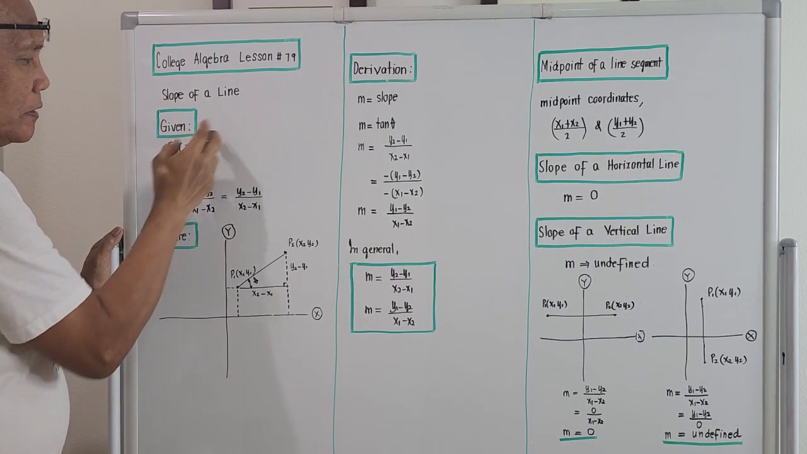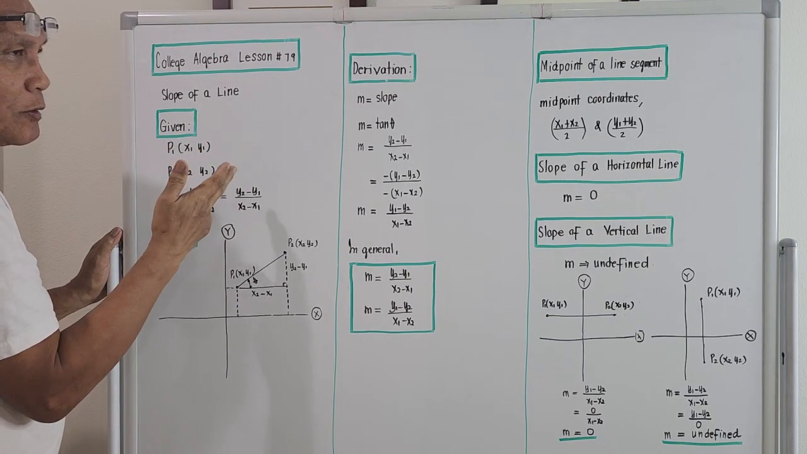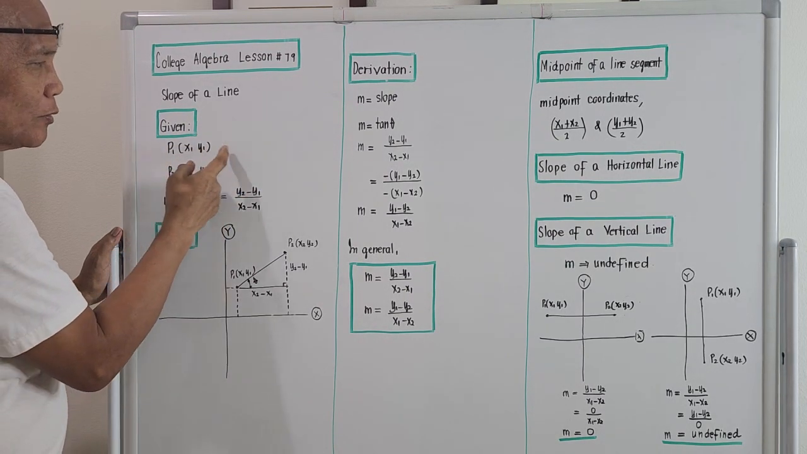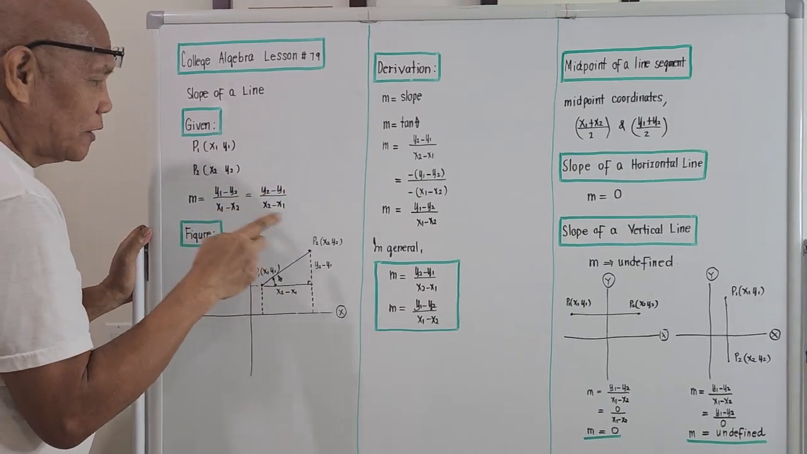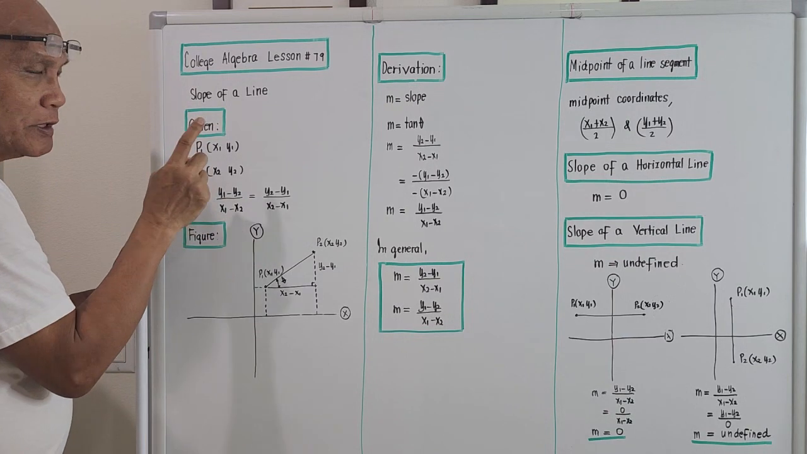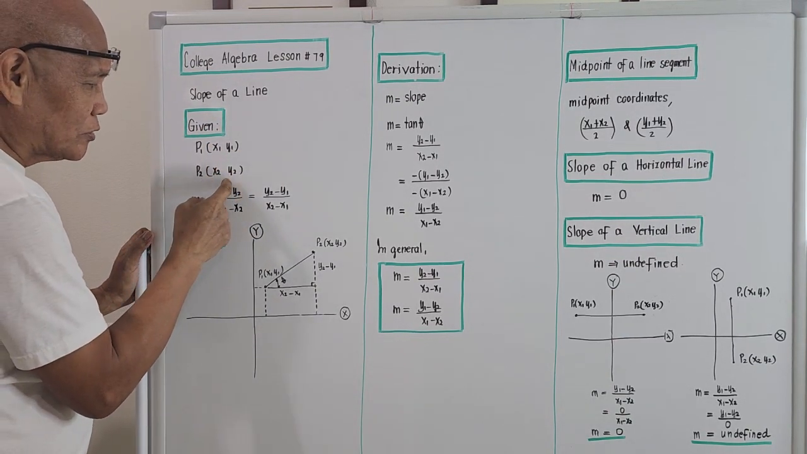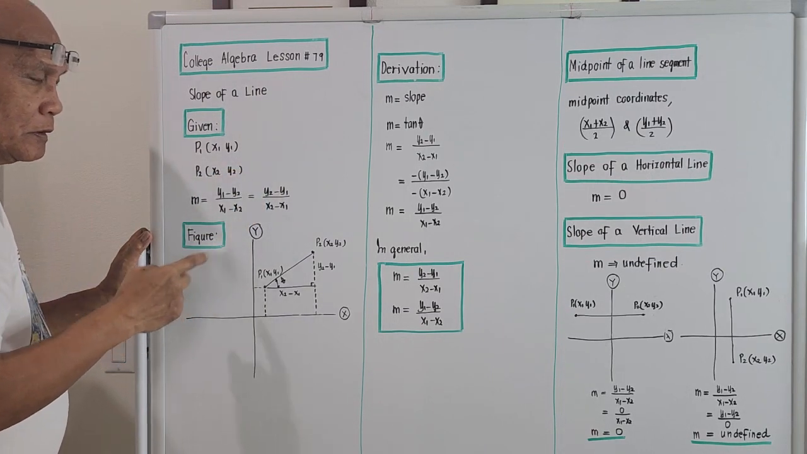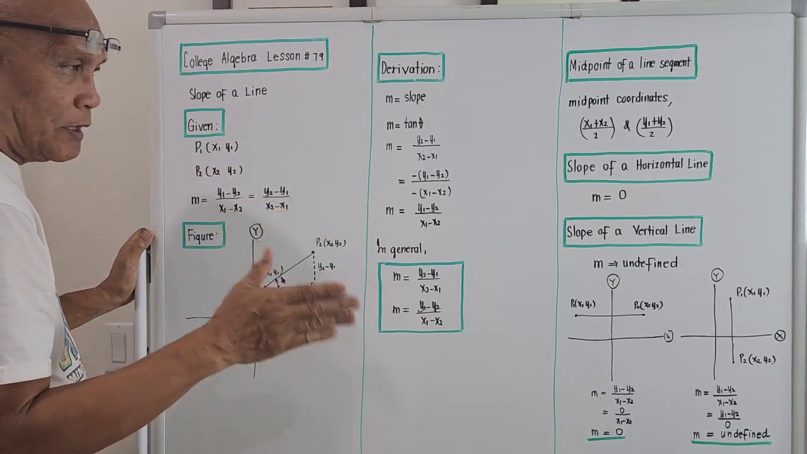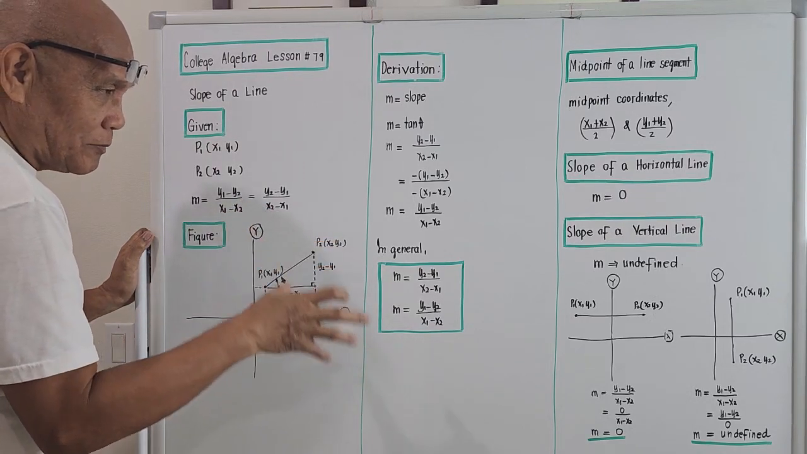We are given point number 1, capital letter P with the subscript 1, so the coordinates will be x1 and y1. We are given point number 2, meaning capital letter P with the subscript 2. The coordinates of the second point are x sub 2 and y sub 2. And the formula on how to take this slope, I will now give you the formula, then we'll try to derive it.